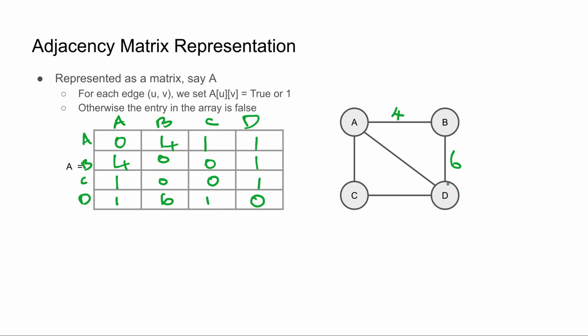Then B to D can be written as 6. Okay. So this is the case if you have some weights or some cost associated with each of the edges.